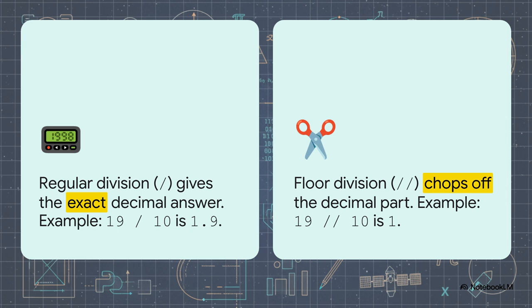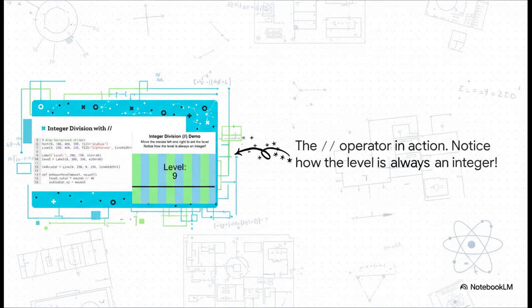It does the math, and then it just chops off everything after the decimal. And I mean, it just lops it right off. It doesn't round up or down, it just truncates. So 19 // 10 isn't 2, it's 1. Gone. And this is the perfect example of why that is so incredibly useful.